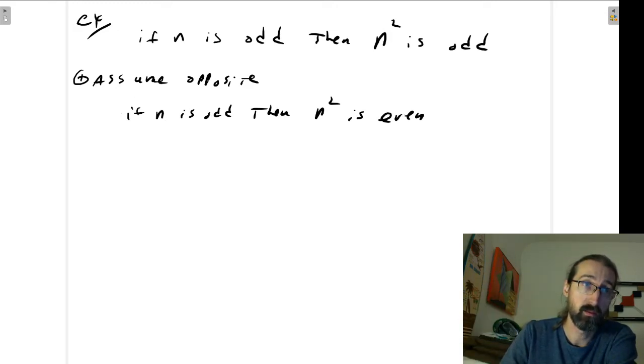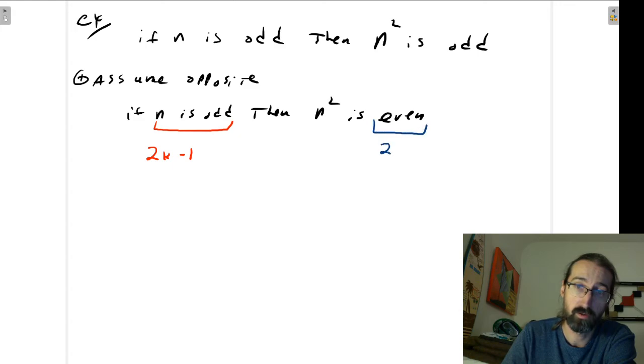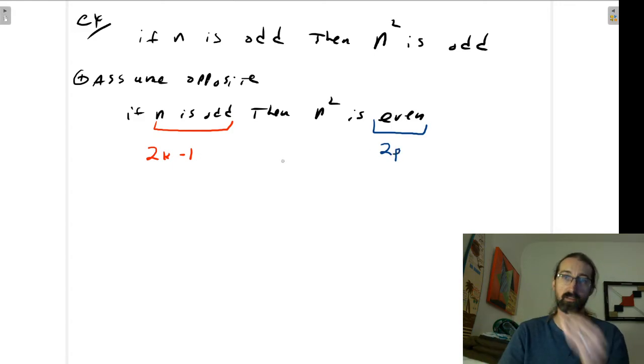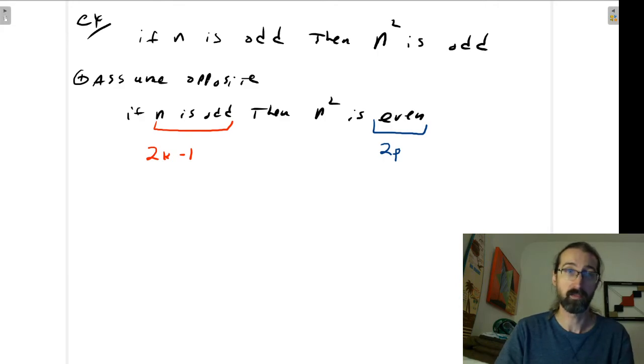Remember, what does it mean to be odd, right? That means that it is something like 2k minus 1. That's odd, right? What does it mean to be even? It means it's 2 times something, call it p. Even means it's 2 times something. So if n is odd, n squared is even. So if n is odd, I'm going to assume that n is 2k minus 1.